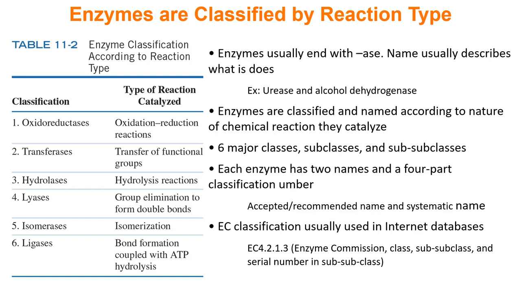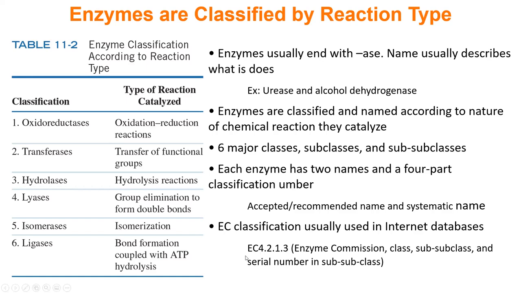And generally, we have six classes of enzymes, as shown here. There are also subclasses and sub-subclasses. And so enzymes get a systematic name and numbering system, as shown down here. EC 4.2.1.3 would be enzyme commission class 4, so this is a lyase. Subclass 2, subclass 1, and serial number 3 in that subclass.